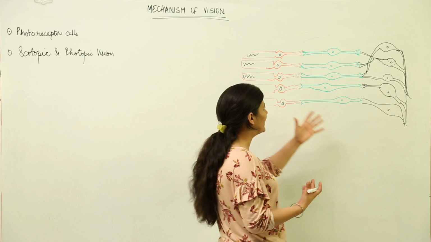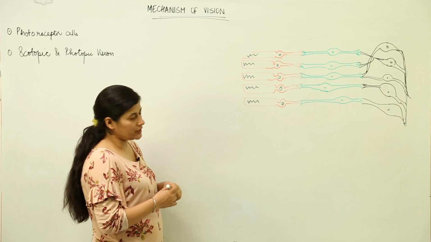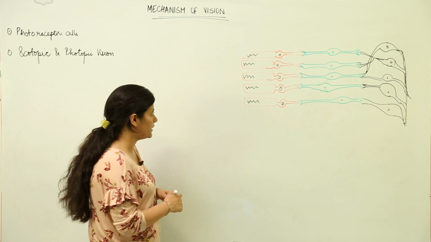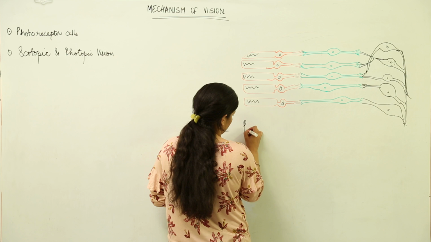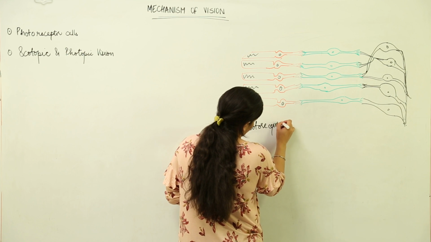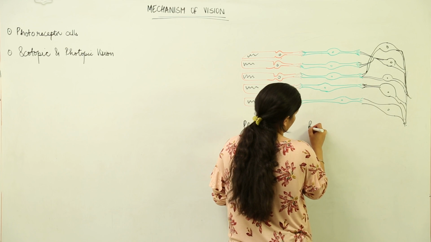It is a little bit distorted again, but what you see over here is that there are three layers of cells. Cells are arranged in three different layers. The first layer is that of photoreceptor cells. The second is of bipolar neurons.